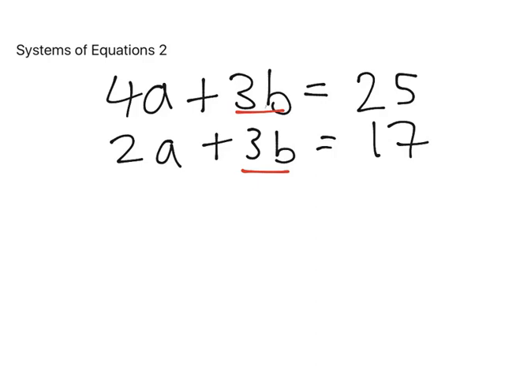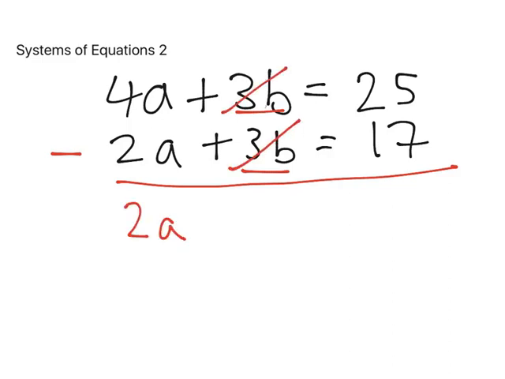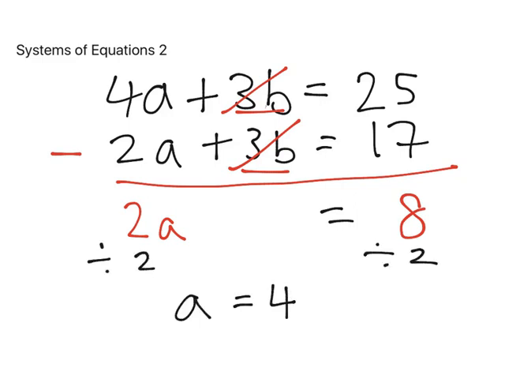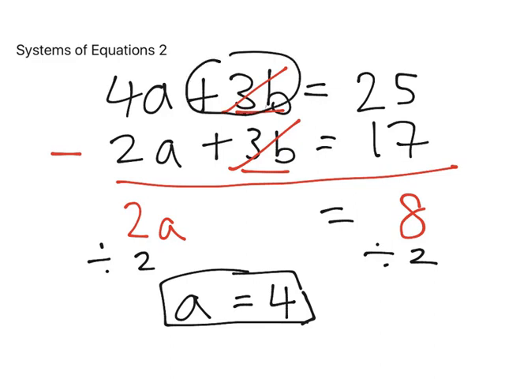We can subtract both sides. 4a minus 2a is 2a. 3b minus 3b is 0, so it's nothing. 25 minus 17 is 8. Once we do that, we figure out that a equals 4. We're not finished yet, but we have found one of the two variables. So if we have a plus 3b and a plus 3b here, we can subtract.